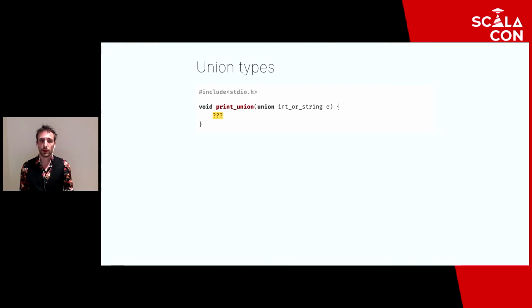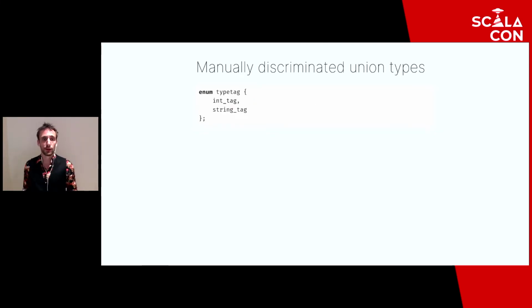If you want to print one, you can't really, can you? Because while you know that you have an int or a string, you don't know which one you have. So there's really nothing you can do with that data. And in order for us to be able to actually do anything with it, what we used to have to do was to create an enumeration, which we often call type tag, which has two possible values, int tag and string tag. So we use that to describe the values we have in our union type.